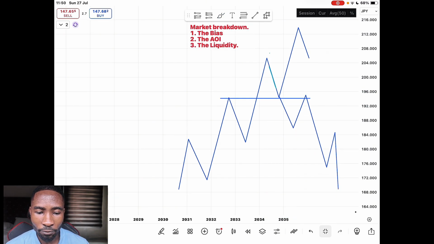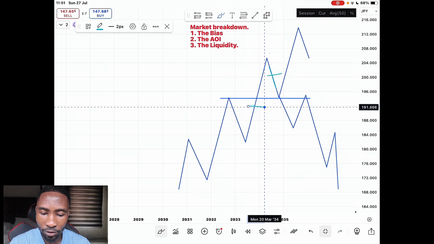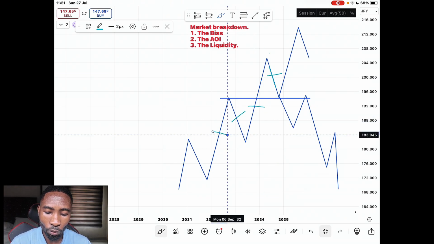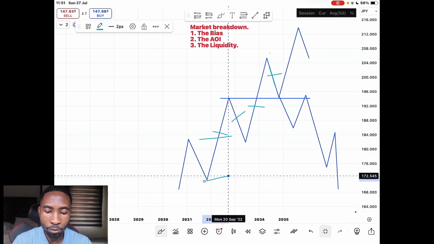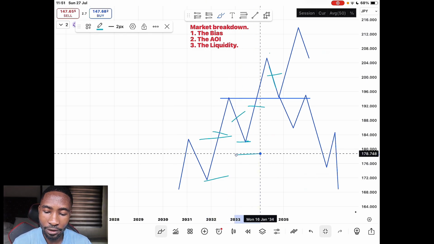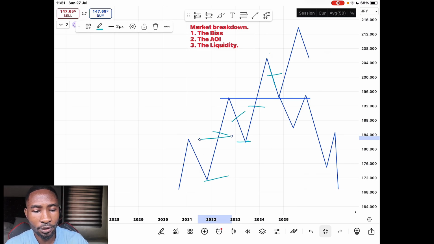When it comes to area of interest, we don't just enter a trade in this zone. Some people enter in this area and put their stop loss here, but for me, I enter at this point and my stop loss is here. I hope you understand what I'm trying to explain to you. Let me just try and delete this stuff.